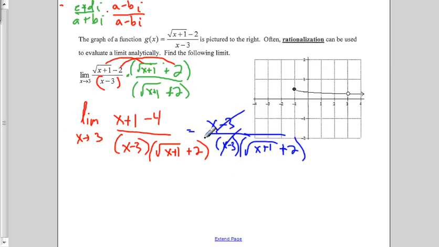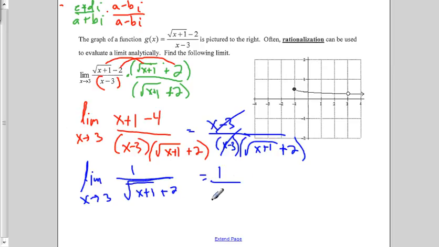So now those can cancel out, and we can now take the limit as x approaches 3 of 1 all over square root of x plus 1 plus 2. Again, that's right there. And now I can use direct substitution, and I get 1 all over square root of 3 plus 1, which is 4. Square root of 4 is 2, plus 2 is 4.